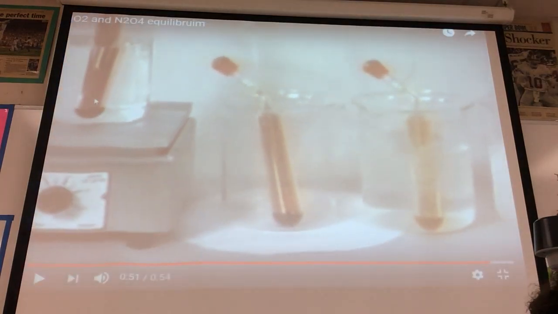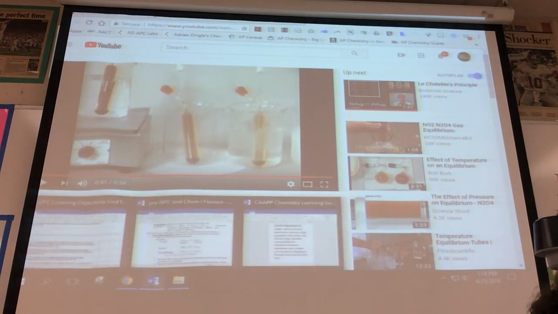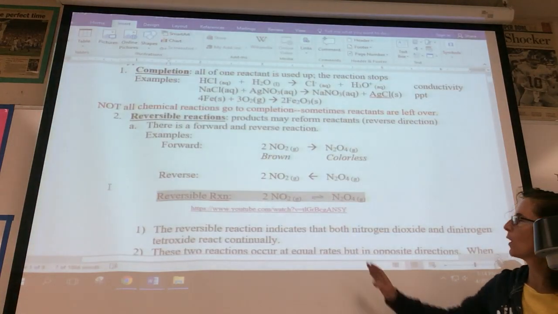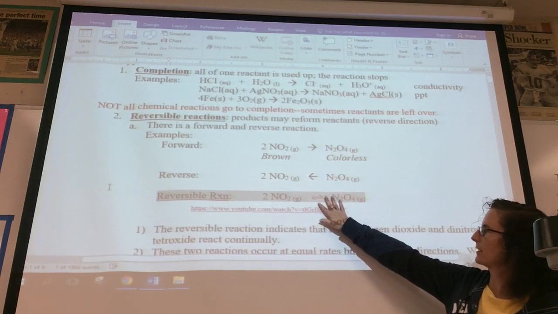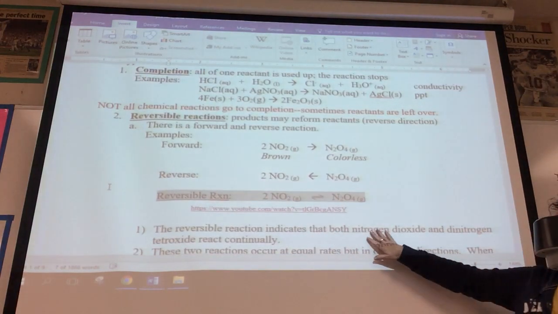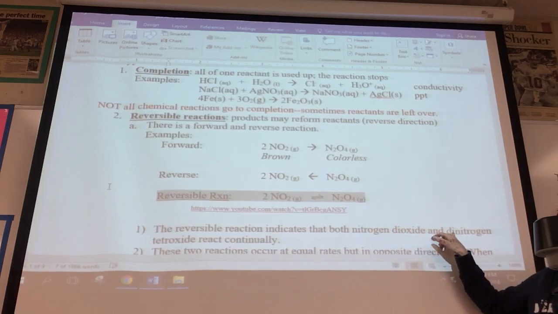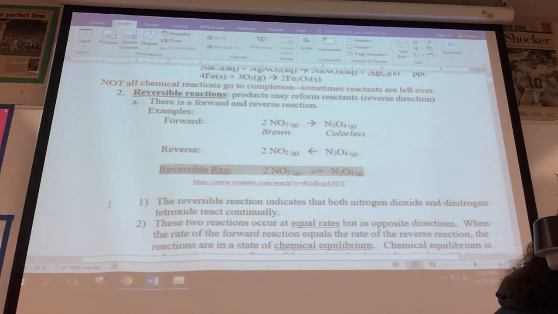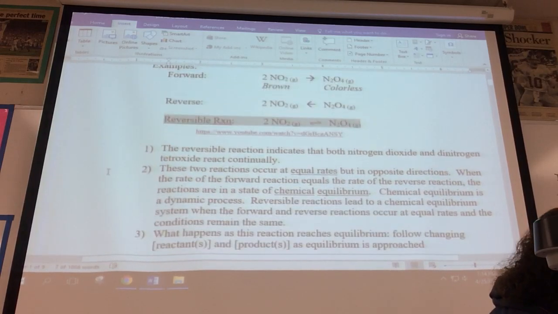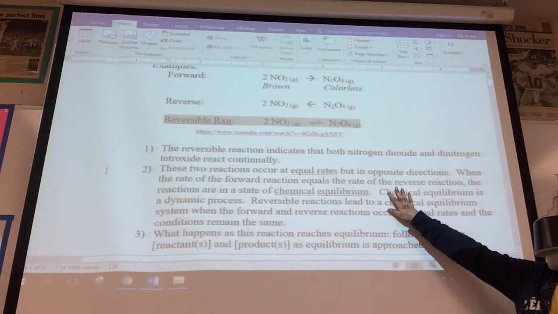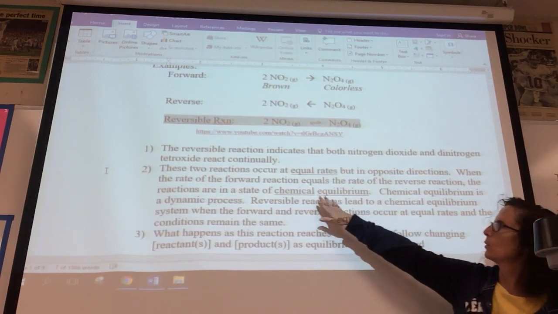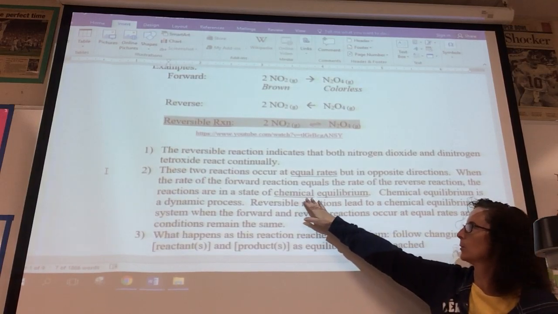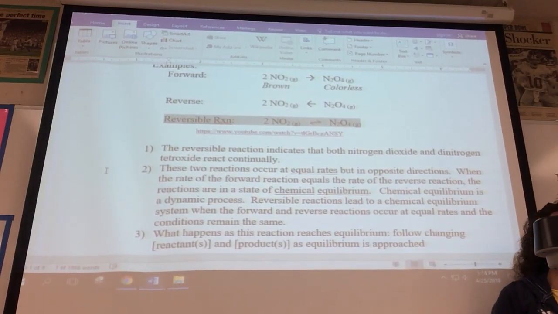And so you can see in the warm water you've got the deep brown, and in the ice water it's very light. And so the reaction can run both in the forward and reverse direction. These types of reactions are reversible. Both nitrogen dioxide and dinitrogen tetroxide will react continually. When the reactions occur at equal rates but in opposite directions, that is, when the rate of the forward and reverse reactions are equal, we have a state of chemical equilibrium. And this is a dynamic process, not static.